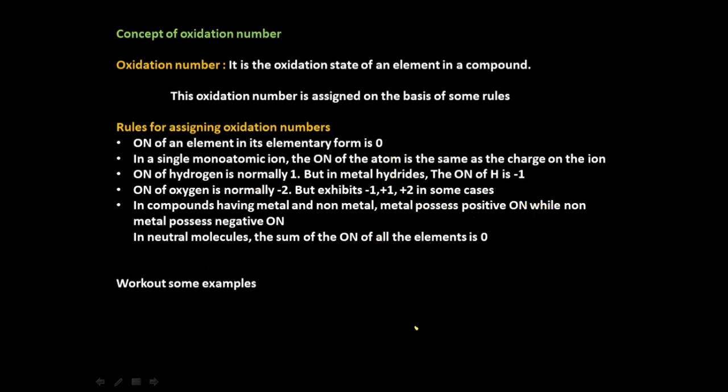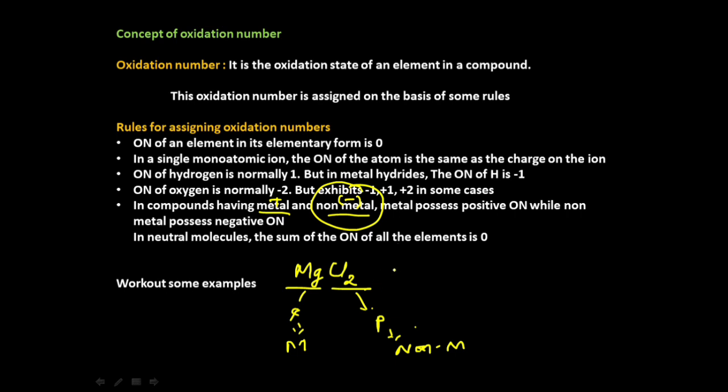Next, in compounds having a metal and a non-metal, the metal possesses a positive oxidation number and the non-metal will possess a negative oxidation number. For example, a simple example is magnesium chloride, MgCl2. Magnesium belongs to the s-block elements, chlorine belongs to the p-block elements. S-block elements are metallic in nature, p-block elements are non-metallic in nature. So non-metals will generally possess a negative oxidation state. Yes, chlorine always exhibits as Cl minus, isn't it?